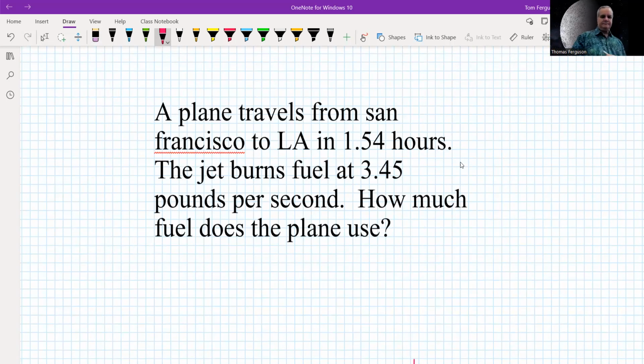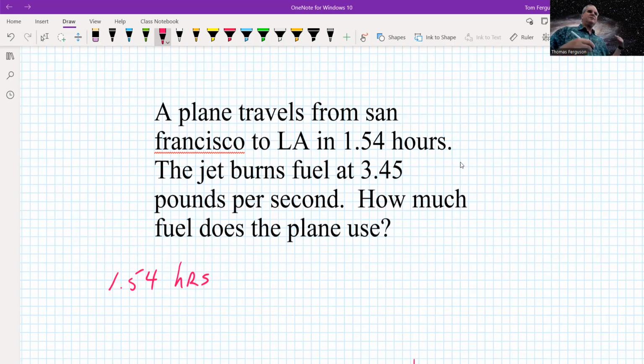Okay, a plane travels from San Francisco to LA in 1.5 hours. Jet fuel burns 3.45 pounds per second. How much fuel does the plane use? So, what's given? The 2 numbers up here, which is a given? 1.54 hours. So the other is a conversion factor. You get pounds per second. That's a conversion factor, a fraction. We're going to start with 1.54. Now we can end up with, this is how much fuel does the plane use? You can do this in terms of pounds or kilograms. Let's go with kilograms. Okay, so we're going to calculate kilograms.